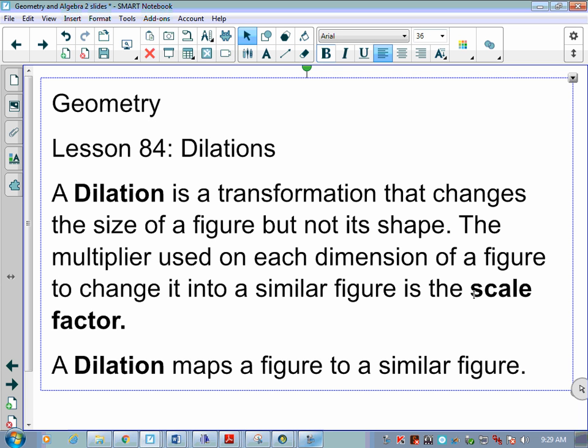A dilation maps a figure to a similar figure. Similar, meaning proportional. Okay, angles will maintain their degree, but the sides will simply be proportional.